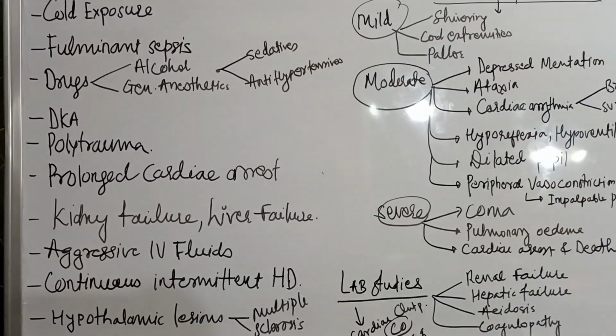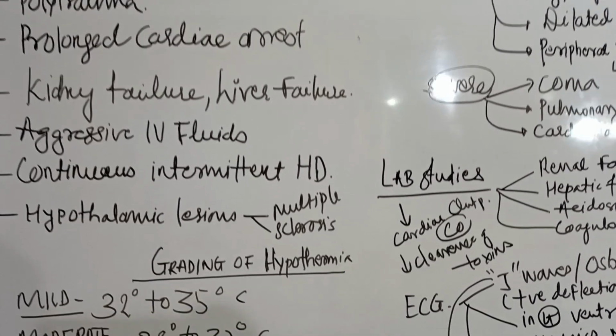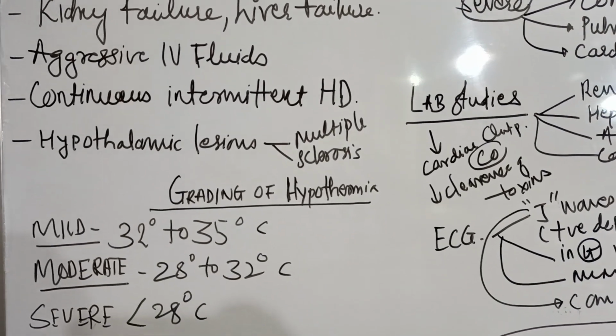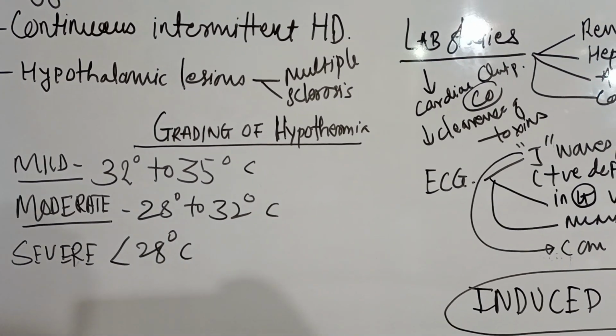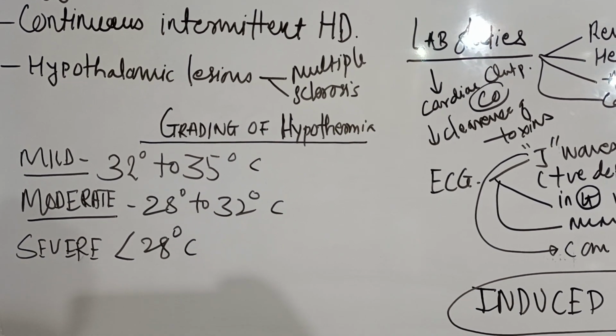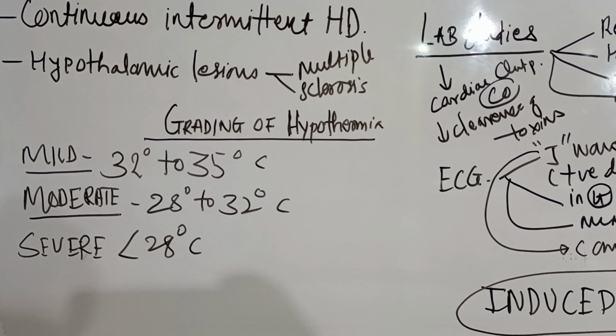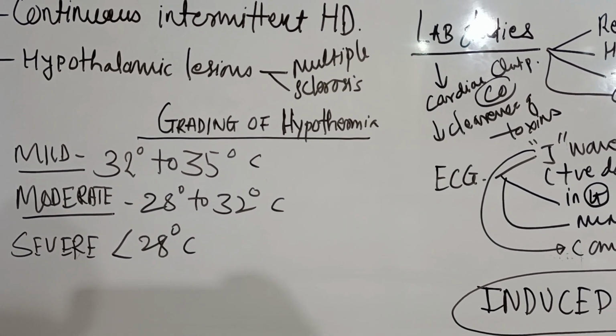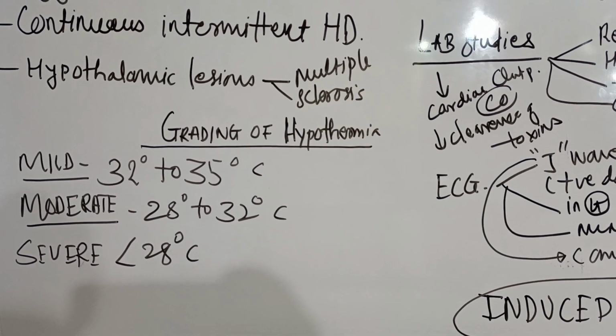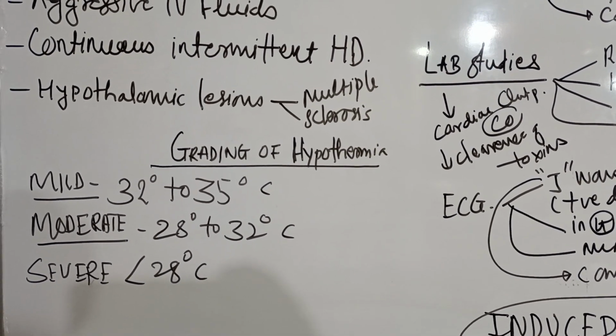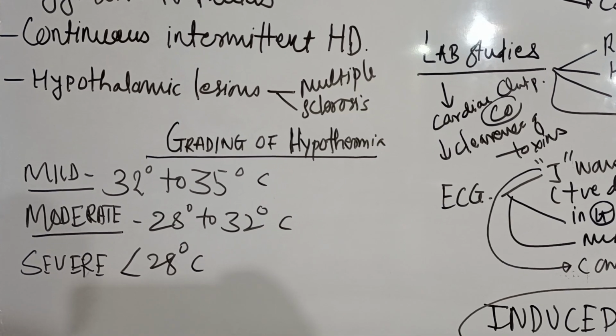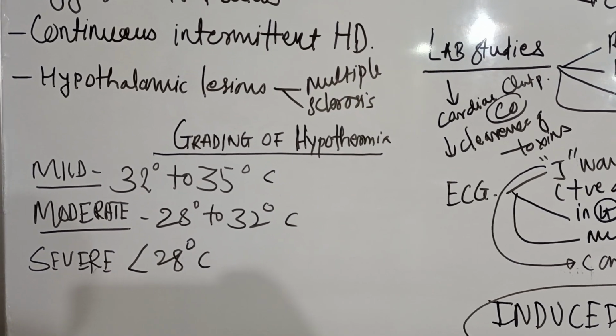Okay, so what is grading of hypothermia? Hypothermia is graded into three categories. Mild hypothermia, which is 32 to 35 degrees Celsius, moderate hypothermia, which is 28 to 32 degrees Celsius, and severe hypothermia, which is less than 28 degrees Celsius. So this is grading of hypothermia: mild, moderate, and severe.